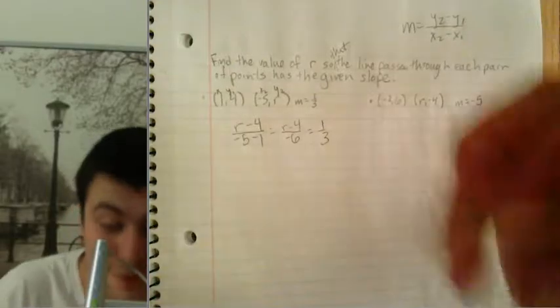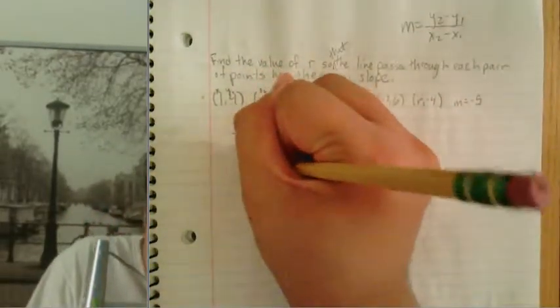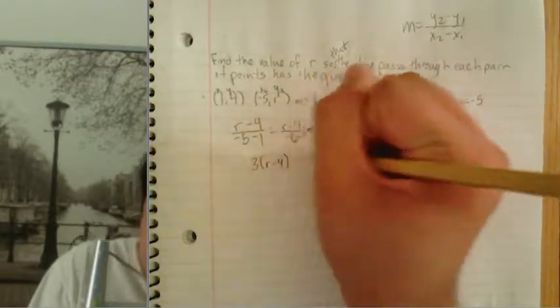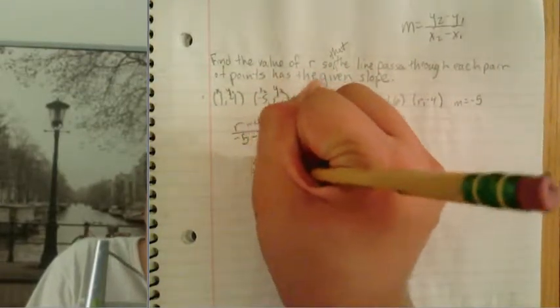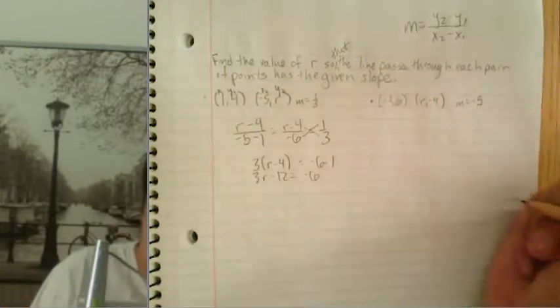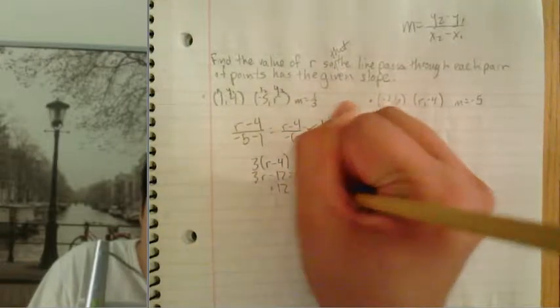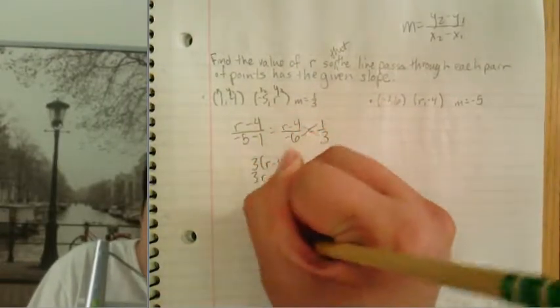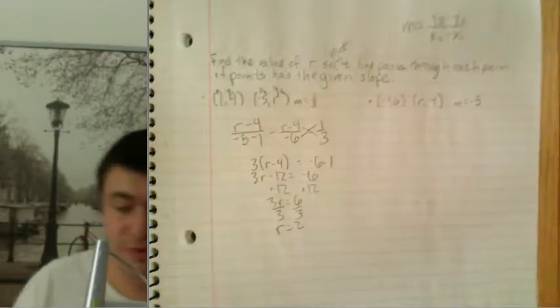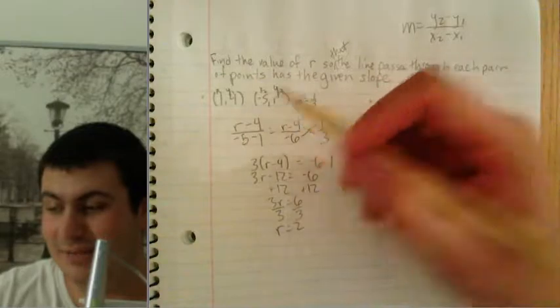That's easy. Now what do I know I need to do? I need to do the proportion. So remember, 3 times the group r minus 4 equals negative 6 times 1. So 3r minus 12 is going to equal negative 6. So then I easily add 12. So 3r equals 6. Divide by 3. And r equals 2. So that means that our point is going to be negative 5 comma 2.